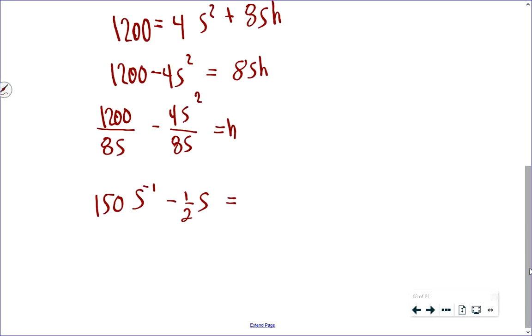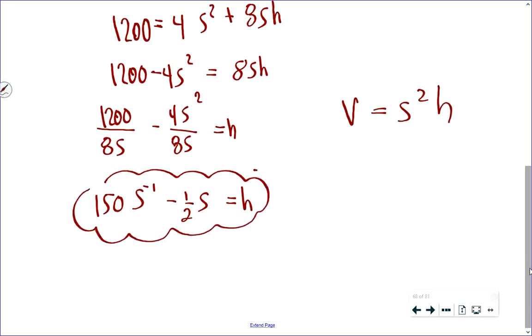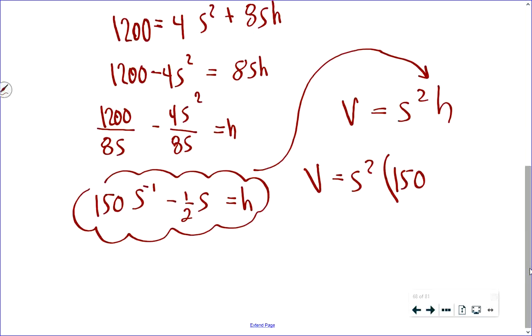So where we were going with this before I started stumbling around was we had volume equals s squared h, and the h needed to go. So now we have to put this expression in for h, and get volume equals s squared times 150 s to the negative 1 minus 1/2 s. I'll put to the 1, although it's not really necessary.